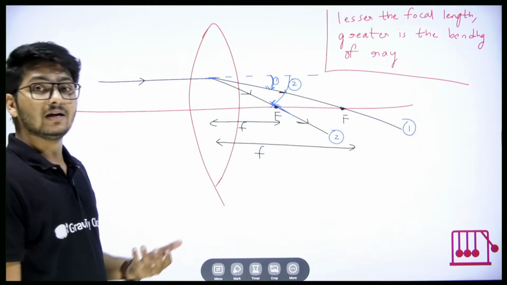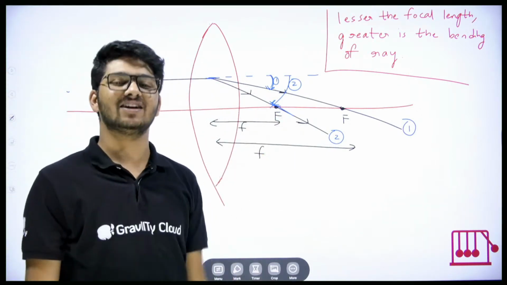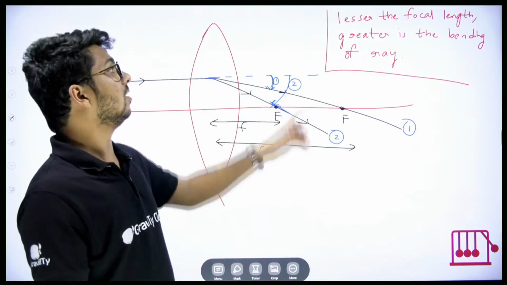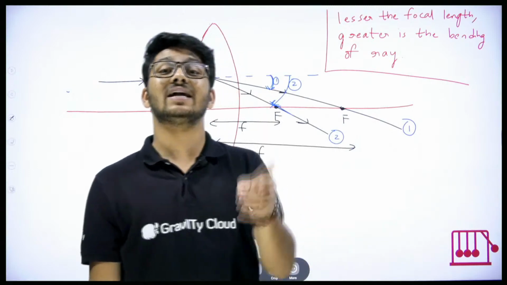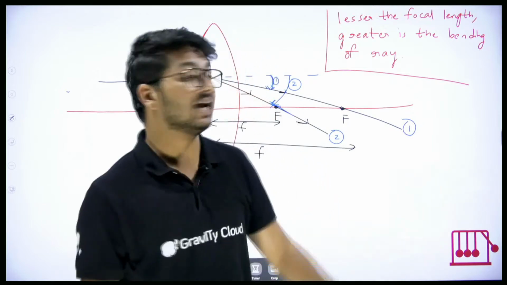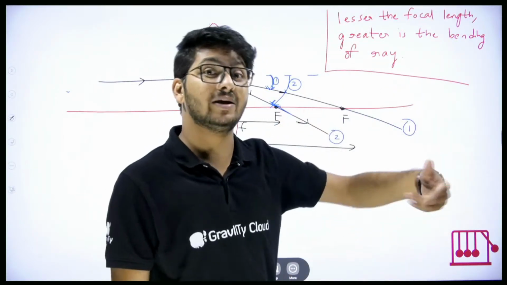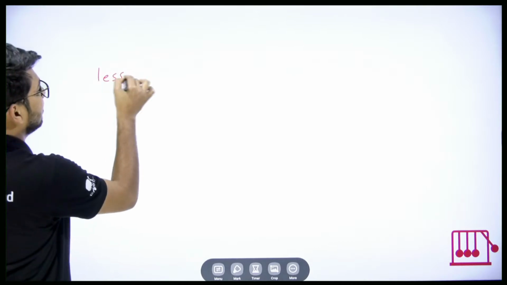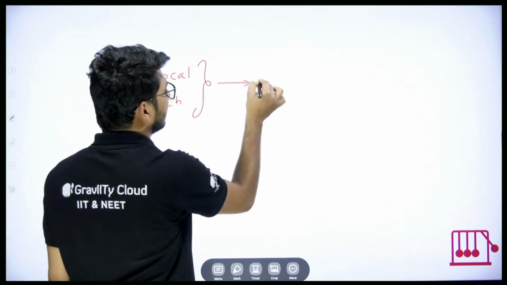Clear? And what is power? Power measures the amount of bending of a ray. How much can a lens bend a ray? So, greater the bending of the ray, greater the power, because power measures the bending of the ray. That is the reason. So we can say that lesser the focal length, greater is the bending, and greater bending means greater power. So lesser focal length implies greater power.